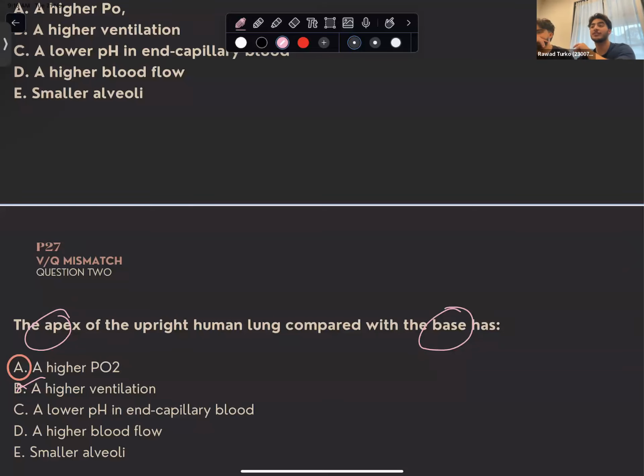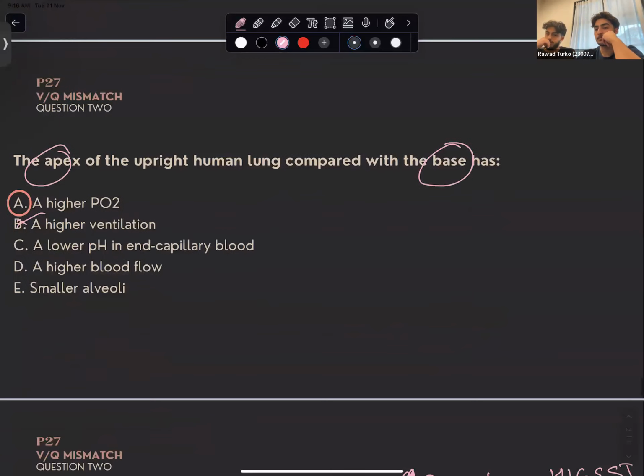But if you don't understand it, at the very least, be able to remember that the apex has the highest VQ ratio, and at the base you have the lowest VQ ratio. And then you'll be able to solve all the questions from this lecture with no problem. Because this is what the questions are going to be like in your final when it comes to this lecture. So as long as you remember this concept, not understand it, as long as you remember it, you should be fine.